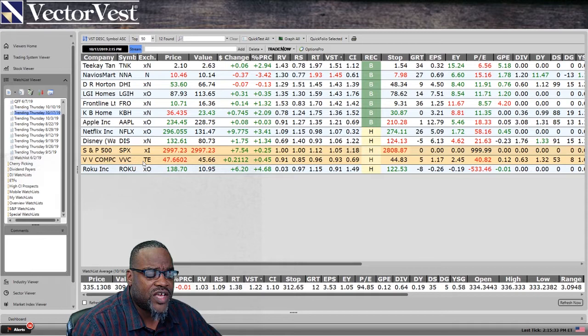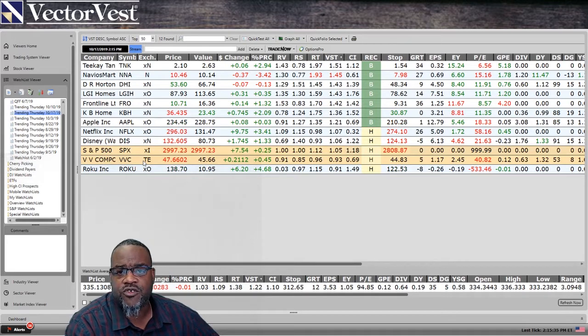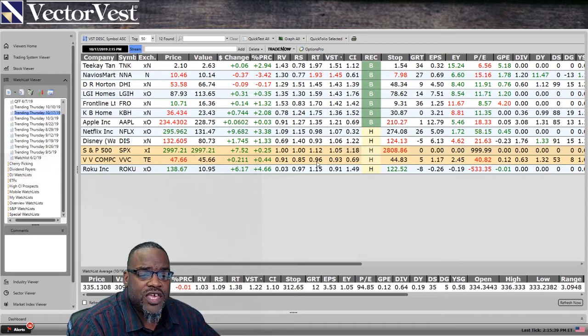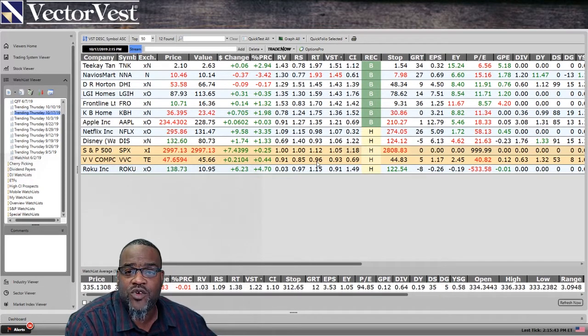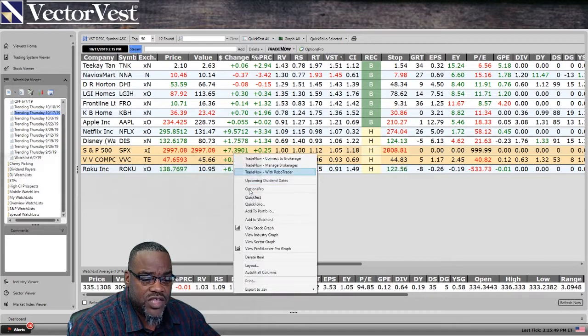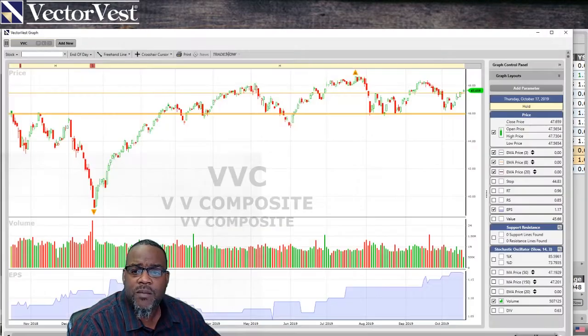When I look at the VectorVest composite, though, remember, this indicator tracks the move of almost 8,300 stocks. The RT on the market by way of the VVC is still below the value of 1, but getting better. Both of them are hold recommendations. So if I look at the graphs of these, let's get a better feel.